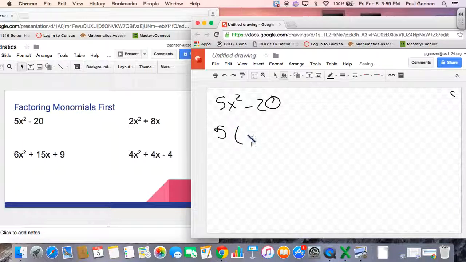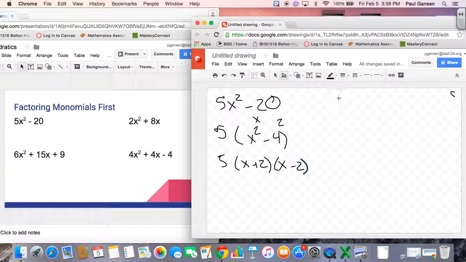So 5 times x squared, and 20 divided by 5 is 4. Now what I have here is x squared minus 4. This does fall under that difference of two squares pattern. Here we squared x to get x squared, and we squared 2 to get 4. So using the difference of two squares pattern, we now get 5 times x plus 2 times x minus 2. Without factoring out that 5, we really can't do this. I shouldn't say we can't, but it's a lot more difficult to factor this without that option in there.